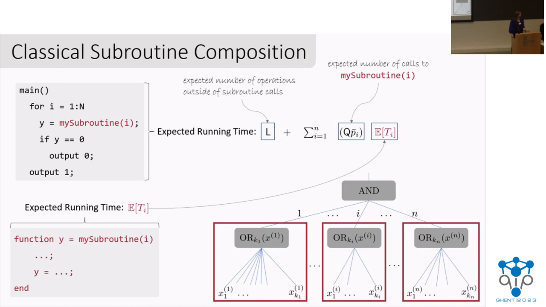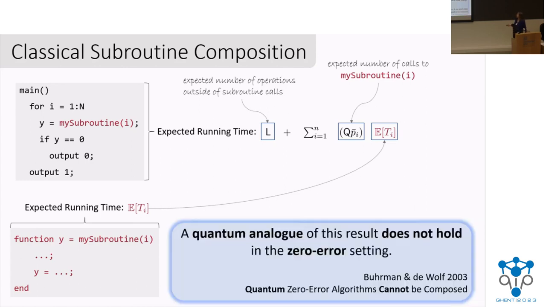And so it's somewhat surprising, given how obvious this is for classical algorithms, that a quantum analog of this statement actually does not hold in what we call the zero error setting. That's the setting where we require that the algorithm always outputs the correct answer. So even though this result is very, very easy to see in the classical world, it turns out that in the quantum world it does not hold for zero error algorithms.